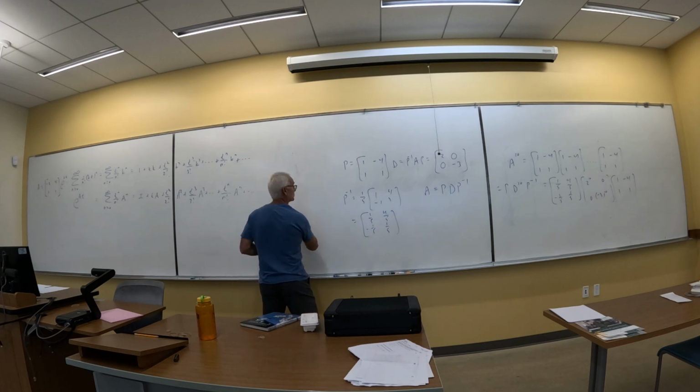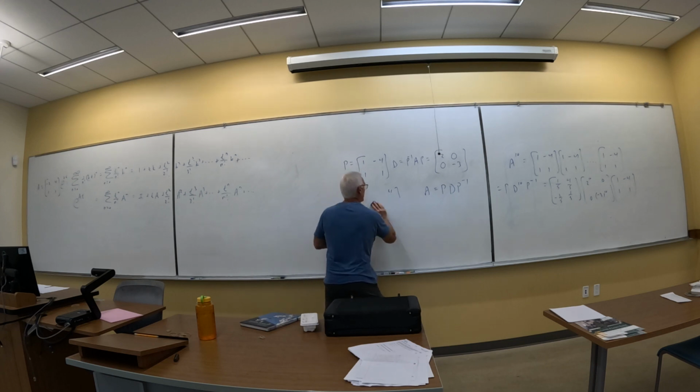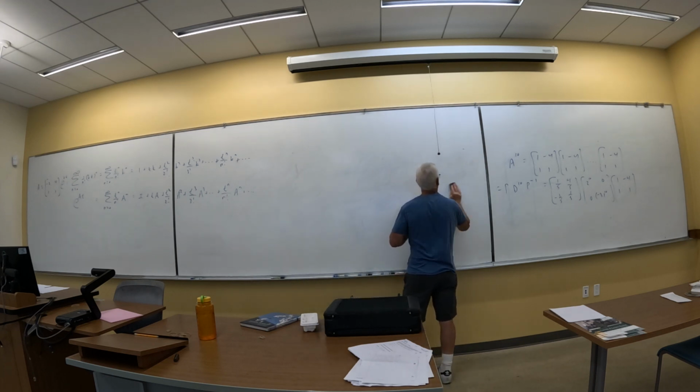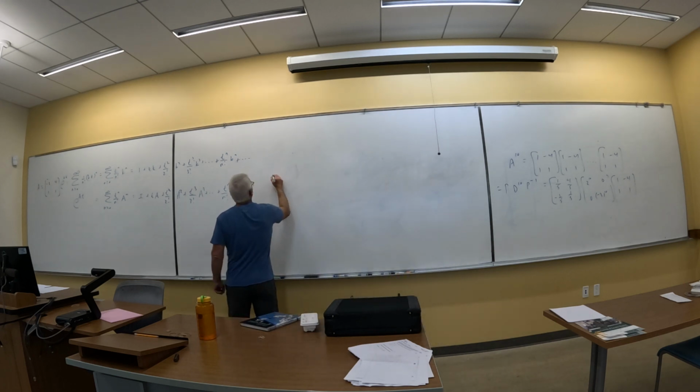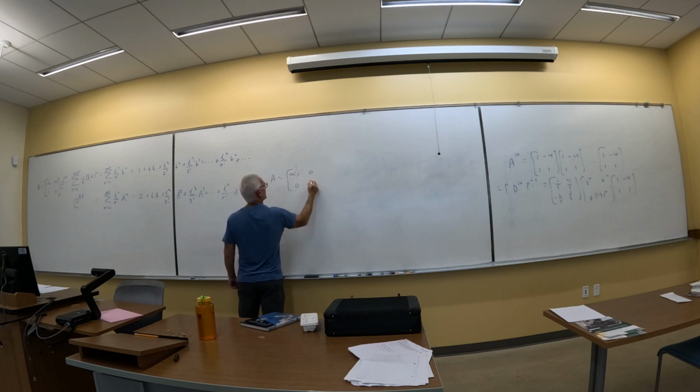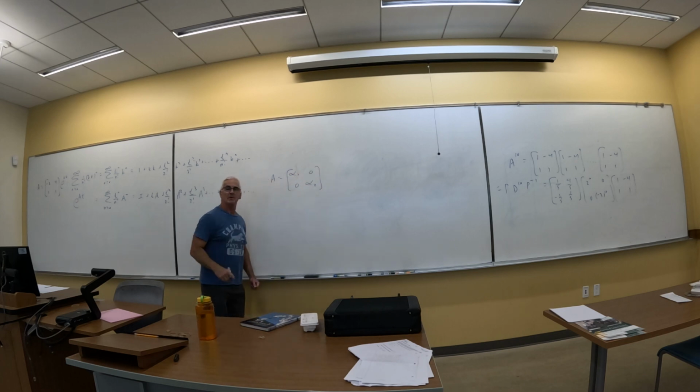I have a space issue here. Let me erase. I don't need this stuff. I'm going to come back to this later. I don't need it yet. So let me give you a what if. What if my matrix A, let's just keep it really simple. Let's say it's lambda 1 and lambda 2. And I'm going to do a 2 by 2.